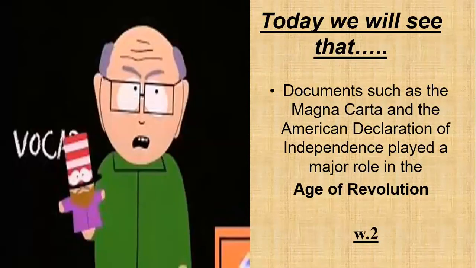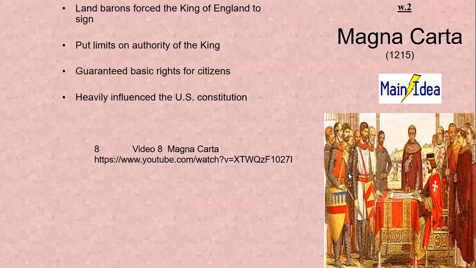Okay, we're looking at some of the documents like the Declaration of Independence today. We're going to look at documents such as the Magna Carta and see how major of a role they played in the Age of Revolution. So let's take a look at these. The Magna Carta, this was the one that started it all.